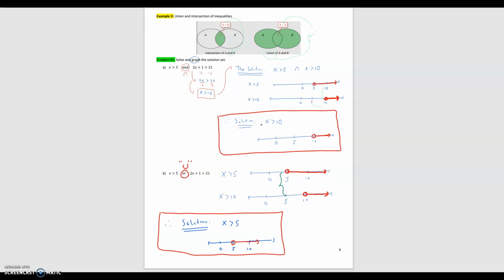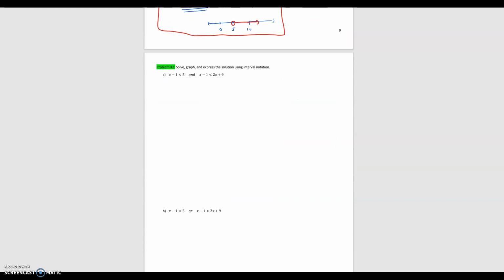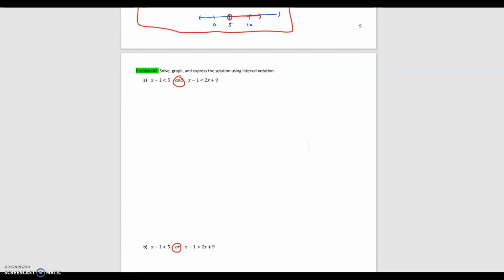Let's move on to problem 2. And in problem 2, A and B, we have the same situation. One of them is an AND and the other one is an OR. Let me just check that they're the same. X minus 1 is greater than 5. We're good. X minus 1 greater than 2x plus 9.